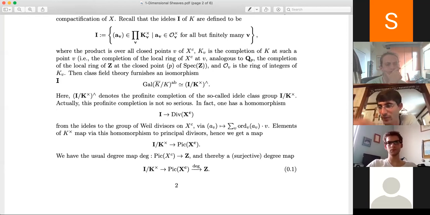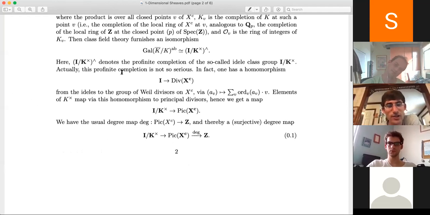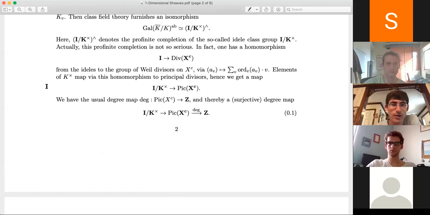Take the profinite completion of the idele class group. That's the Abelianized Galois group. Okay, so profinite completion in this case is actually not very serious in the function field setting because, well, let me explain why.